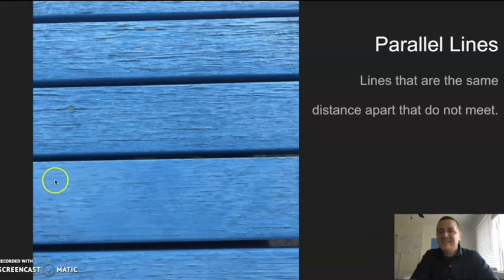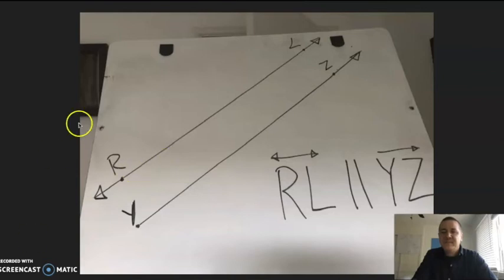So you can see how this line is parallel to this line and this line. They are the same distance apart here and here. And if you were to extend those lines all the way out for miles and miles, they still would not meet. They are parallel lines. Here we've got line RL and we've got ray YZ. We can say that these two are parallel.